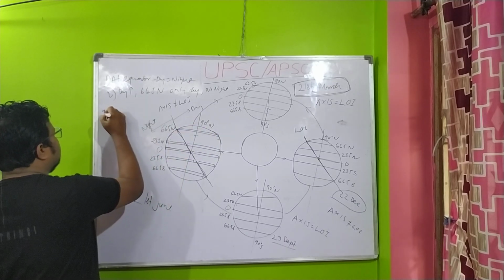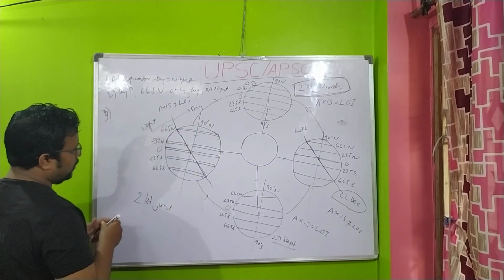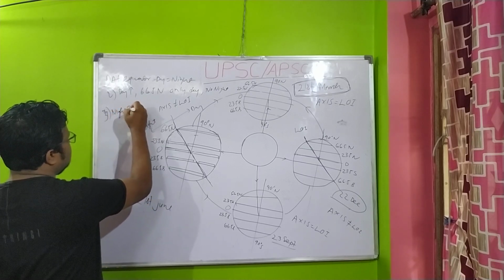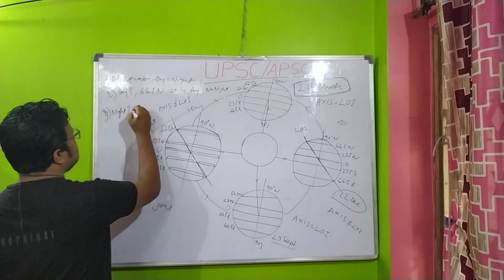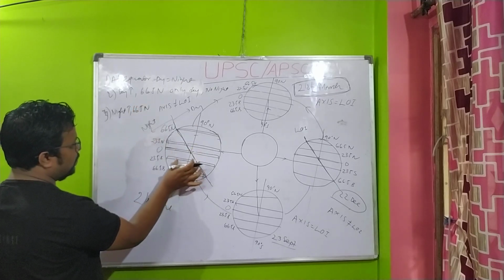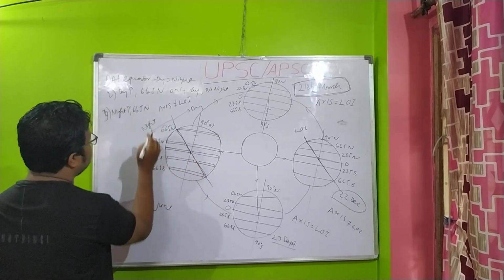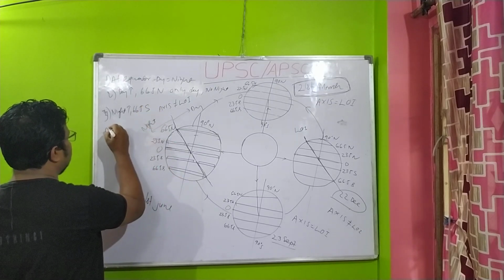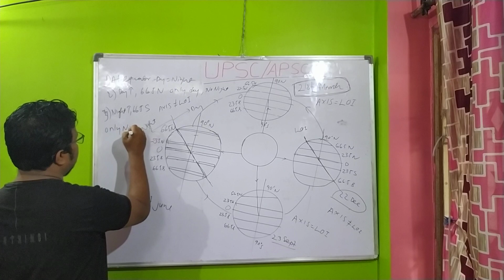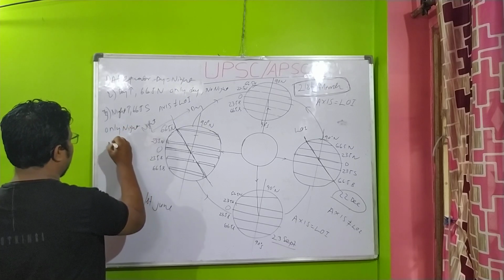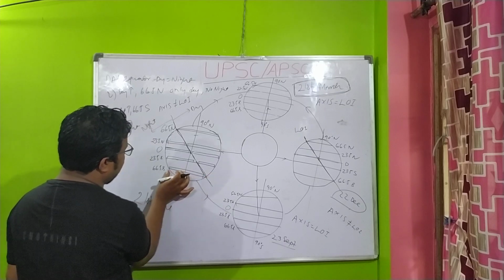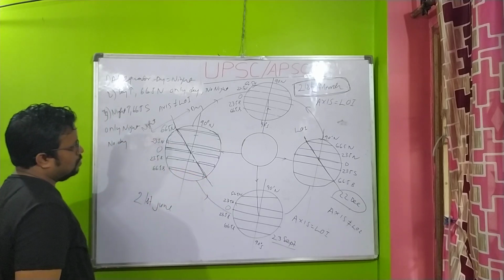Similarly, if we move down from the equator, the duration of nights is increasing, and at 66.5 south, what is happening? Only night, no day. Only night, no day at 66.5 south.